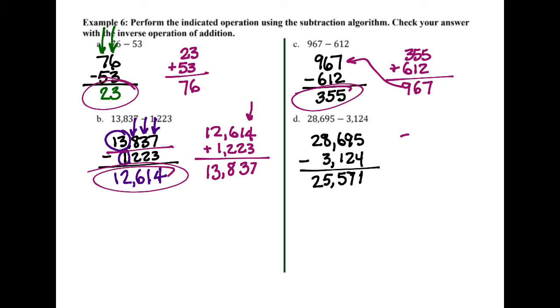All right, double checking. 25,571, add 3,124. Starting with the ones, 1 plus 4 is 5, 7 plus 2 is 9, 5 plus 1 is 6, 5 plus 3 is 8, and then the 2 comes down, and this is what we started with, so that is our correct answer.